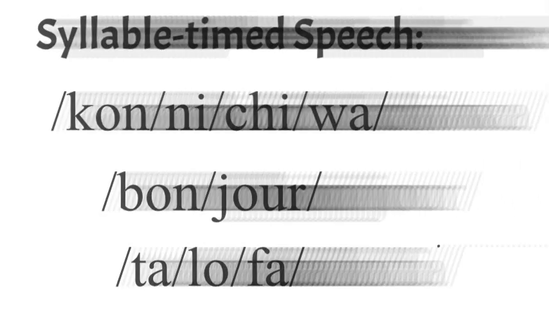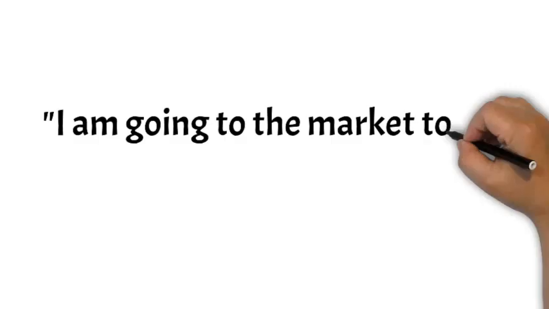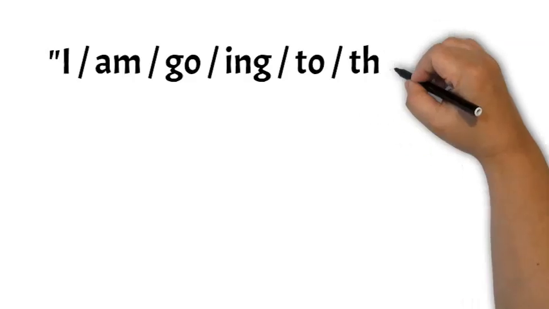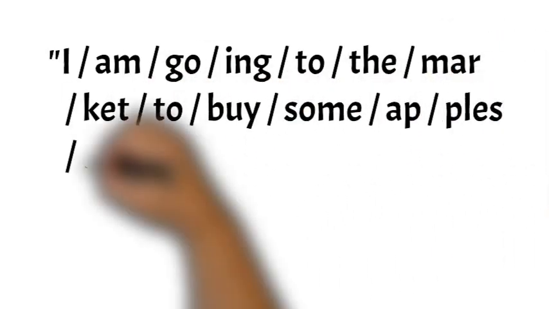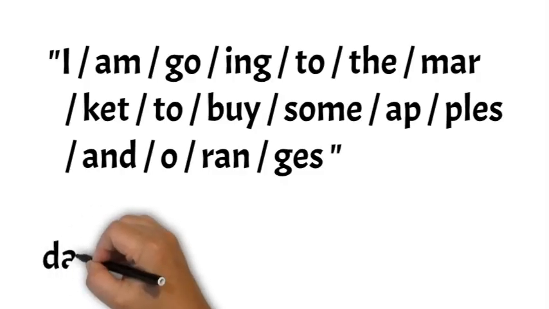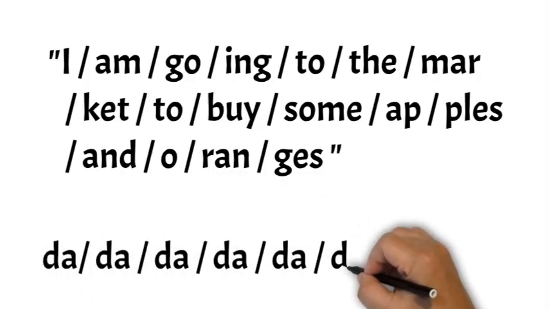For example, take this sentence. In a syllable-timed rhythm, it may be spoken like this. I am going to the market to buy some apples and oranges. With each syllable evenly spaced, like a beat. Da da da da da da da da.